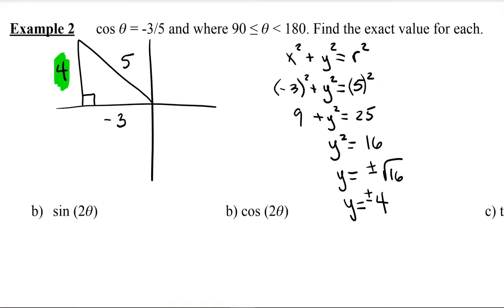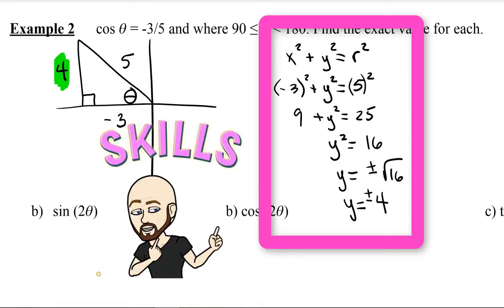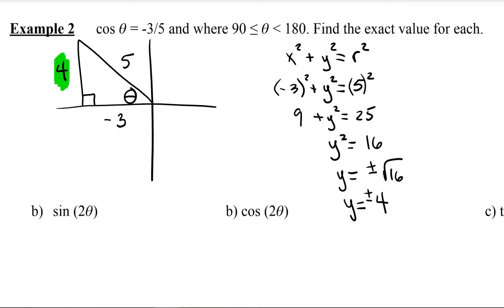All right, so how did we do with that one? Hopefully you got the -3 and the 5 drawn in the correct spot. Don't forget to put a little theta in the angle that is closest to the origin, and then your right angle symbol. Then you go over and show the Pythagorean theorem: x squared plus y squared equals r squared. Then you substitute in accordingly and find the correct value.